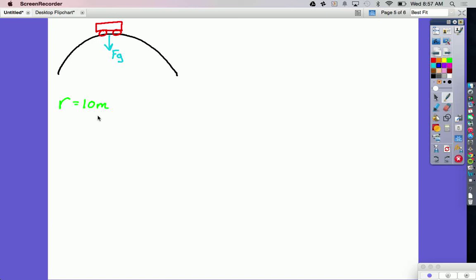So now what we need to do is say, okay, what force is acting as our centripetal force, the force allowing this car to continue along its circular path? Well, there's only one force acting on it, and that's pointing down towards the center of the circle, and that's the force of gravity. So that is our centripetal force when we go so fast as to eliminate the normal force from the equation.